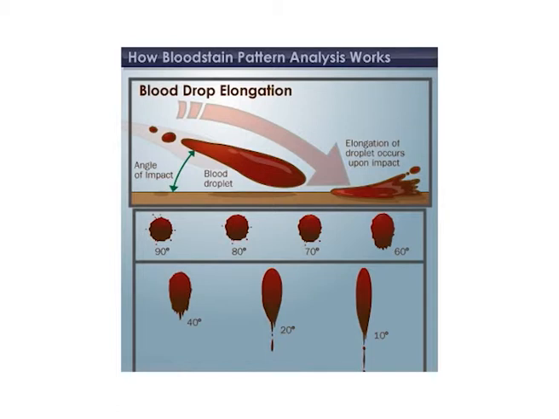When a blood drop lands on the surface at a perpendicular angle, that is 90 degrees, a circular parent stain is formed, where the length and the width of the stain are equal. When a blood drop is projected onto a surface at an angle between 0 degrees and 90 degrees, the stain is elongated. As the impact angle decreases, the shape of the spatter stain is more elongated, in which the length of the stain is always greater than the width.